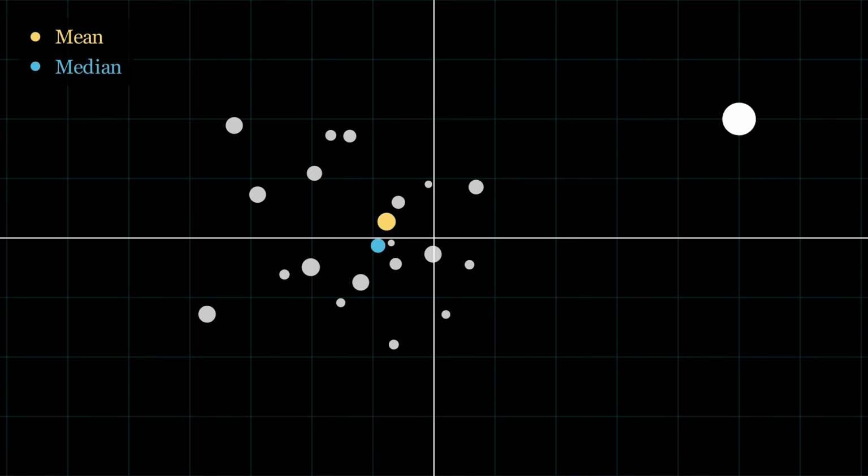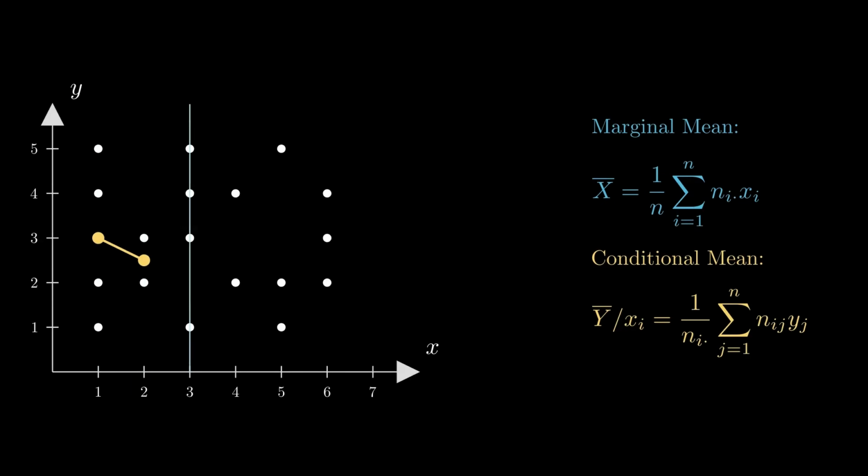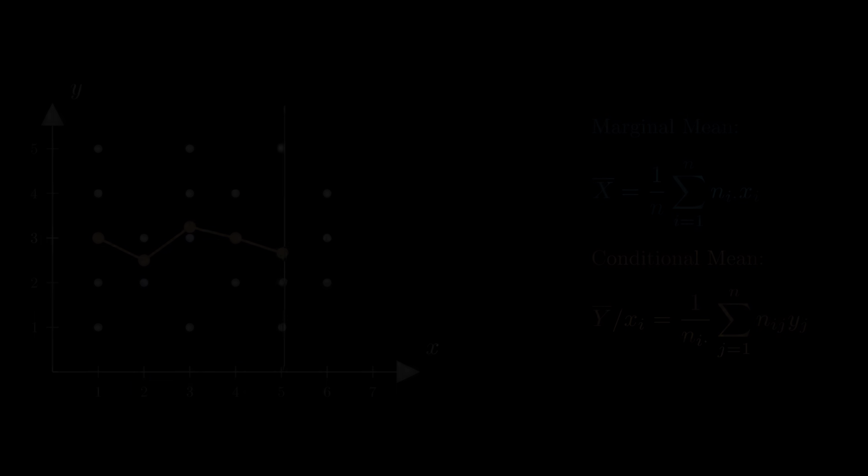So, from finding the center of mass to measuring the tethers of standard deviation to slicing through 2D space to watch variables dance, that is the elegant machinery of statistics. It's the geometry of finding truth in the noise. I hope you understand the beauty of this science.